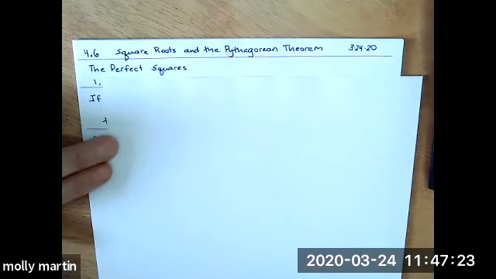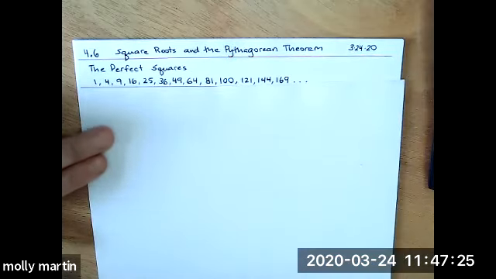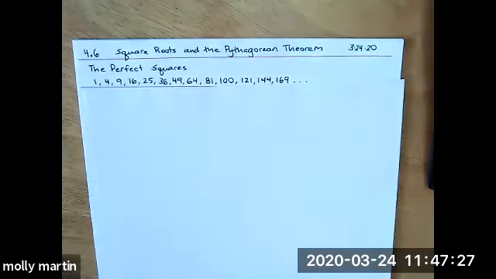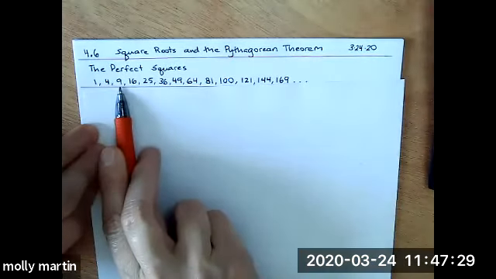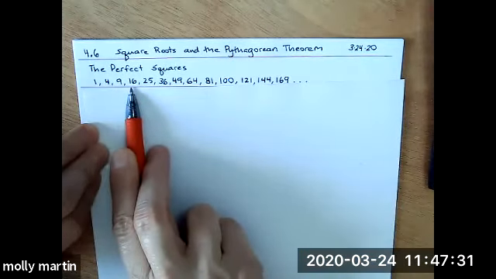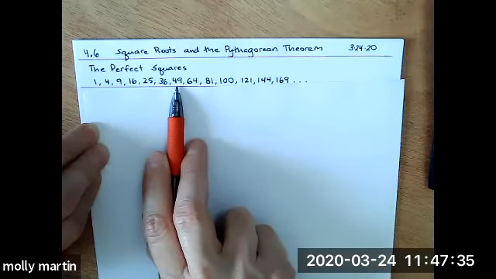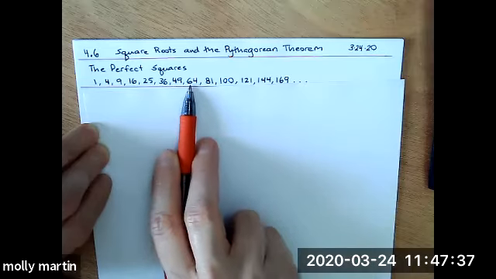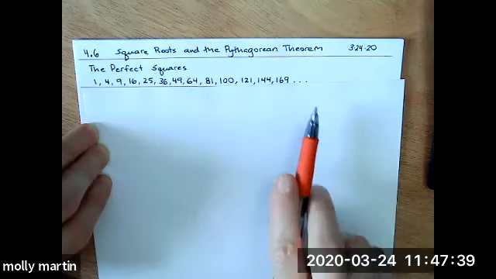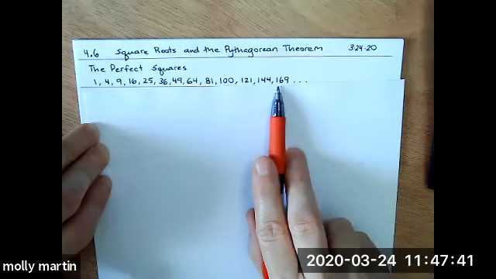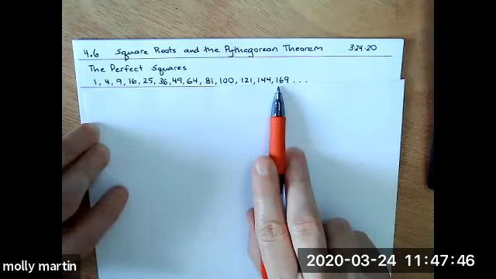1 squared, 2 squared, 3 squared, 4 squared, and so on. So those are any number where you have a whole number that is squared. For this class, you probably only need to know them up to 169.